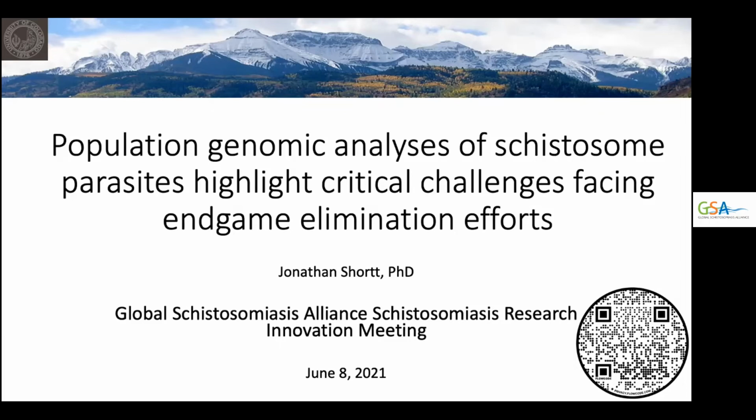Hello, everyone. My name is Jonathan Shortt. I'm a research instructor at the University of Colorado Anschutz Medical Campus, and I'd like to thank the meeting organizers for the opportunity to share with you some of the research I completed during my graduate work on what we can learn about schistosomiasis control efforts using population genetics. The work I'm presenting today was recently published in Scientific Reports, and the QR code on this slide and on the final slide should take anyone interested in learning more directly to the manuscript.